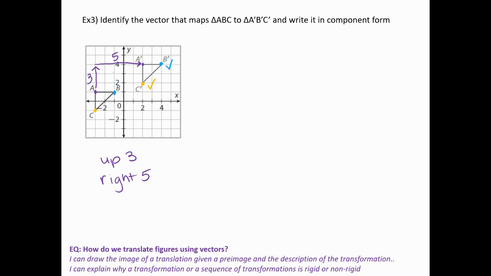All right, so this is what I'm going to use to write my vector. When I write my vector, I'm going to use my parentheses, and I'm going to make sure that the first number represents the x direction and the second number represents the y direction. The x direction means left or right. My left or right number was 5, and it's positive because I'm going right. Then my y direction is up or down, which was 3, and it's positive 3 because we went up. And that's it. That's the answer. The parentheses with the 5, 3. We are done. Nice job, guys. Have a great day.